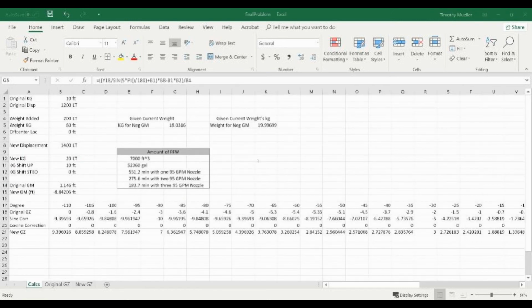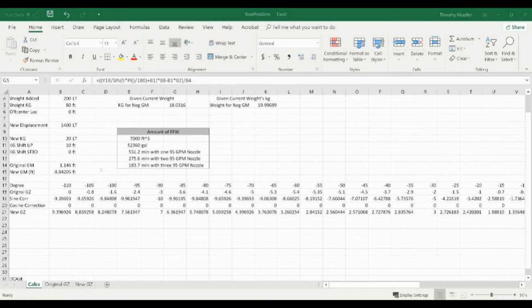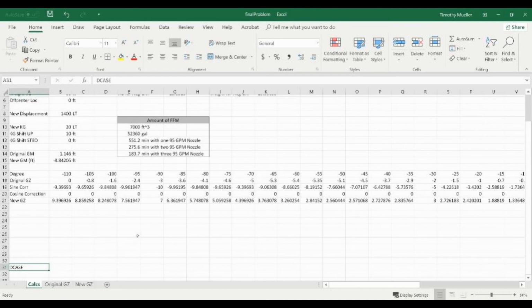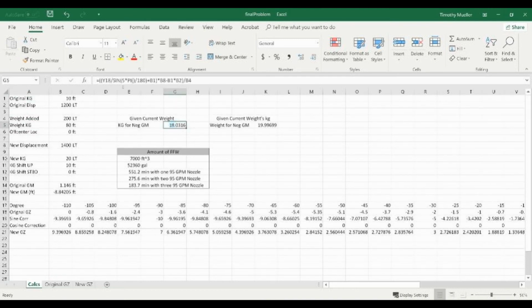Now when you come to DC school, I'll allow you to have this sheet so that you can just take it back to your ship or whatever and play around with different weight additions, weight removals, anything that you can. If you are adventurous and you want to add your own little features to it, the password to unprotect it is going to be dcase, right down here, A31. However, if you don't know how to add these different formulas or do these calculations, I suggest you just don't try and unprotect it and just go with all the features that I have right here.